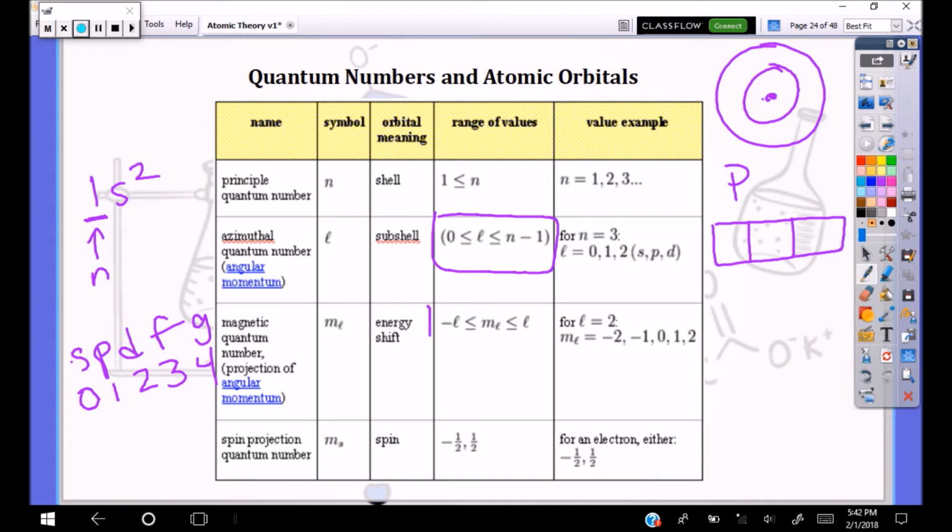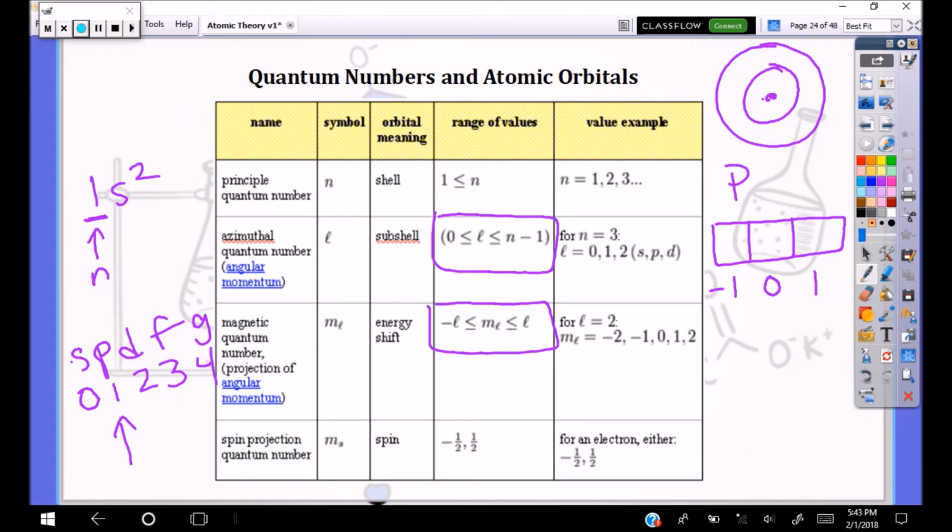So that has a range of -L to L. The reason it's -L to L is based off of the suborbital that we have. P has an L value of 1. So its magnetic numbers would be assigned to each box, starting with -L, going through 0, and then working to +L. So any electron that's in the box on the far left would be assigned a -1. Anything in the middle would be assigned a 0, and then everything to the right would be a 1.